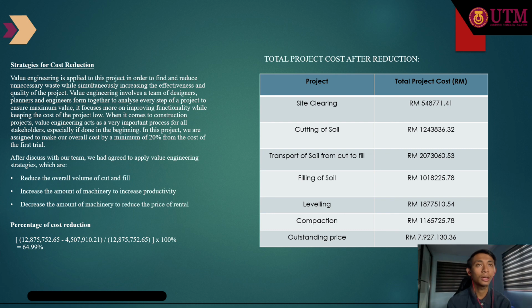As we can see, here is the table of the total project cost after the reduction, and the outstanding price we get is 7,927,130.30 ringgit, and the percentage of the cost reduction is 7%.